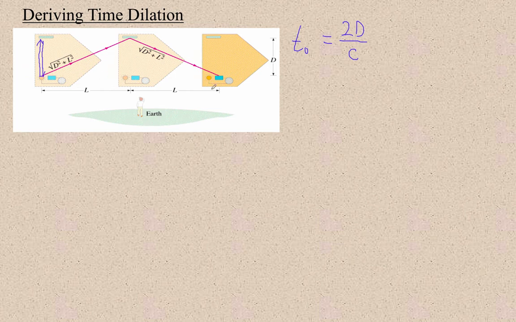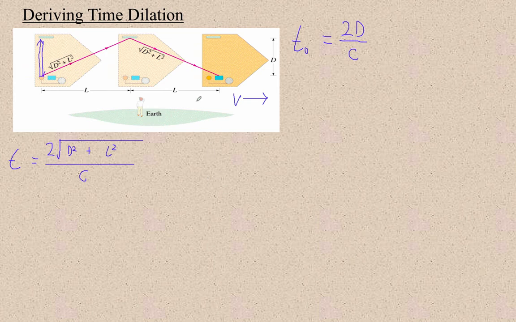But because it's following this path here, and because the ship is moving at some velocity v this way, it has to follow this path, and it takes longer, right? So that time, and this is called the dilated time, is twice this path, the hypotenuse. So we can use the Pythagorean theorem, and it's the square root of d squared plus L squared, and then that is divided by the speed of light.